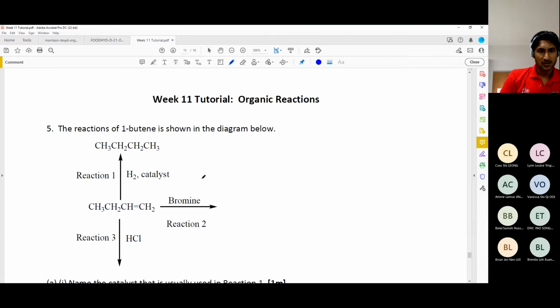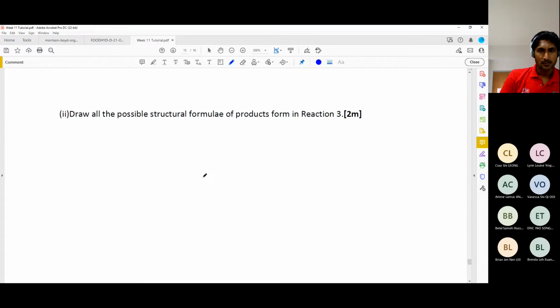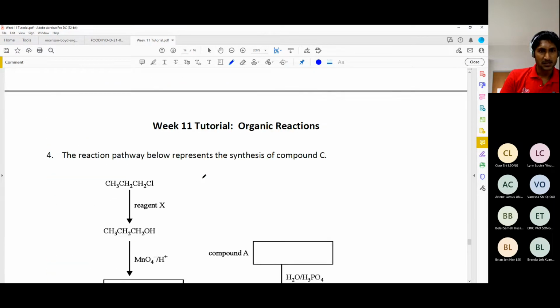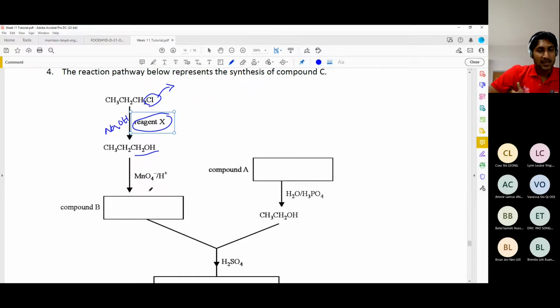Question number 4. Let me see how many more. Oh, there is a similar thing actually. So question number 4 again, the same thing. And what is the reagent X that should produce this type of compound? From a chlorine, we have to replace this chlorine with hydroxide. So it should be sodium hydroxide, so that it will be replaced by sodium chloride.